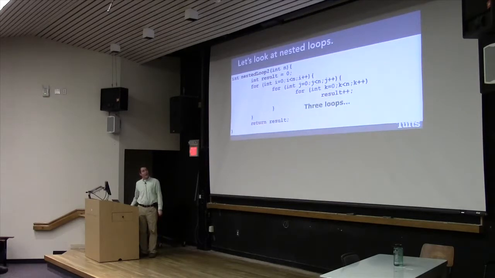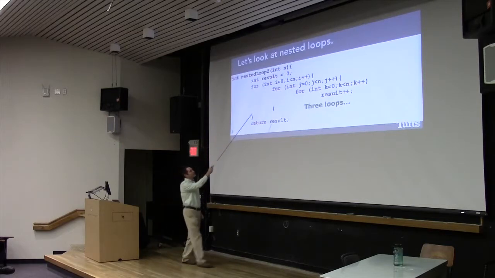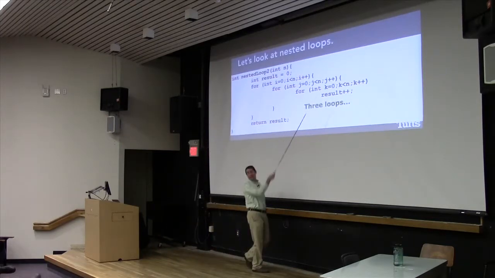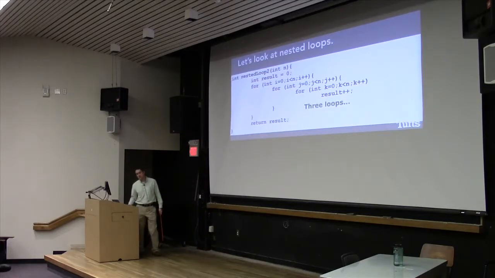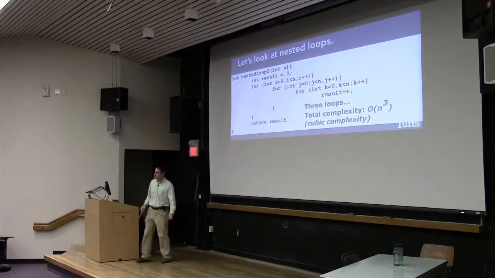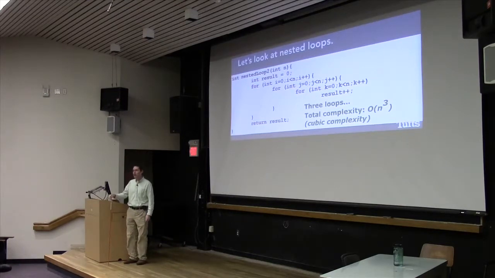We can also look at triply nested loops. This is where you've got i, j, and k. Same exact idea, right? You've got 3 levels of nesting here. Well, 2 levels of nesting. And the total complexity here is n cubed. Anybody think of an n cubed type of problem off the top of your head?